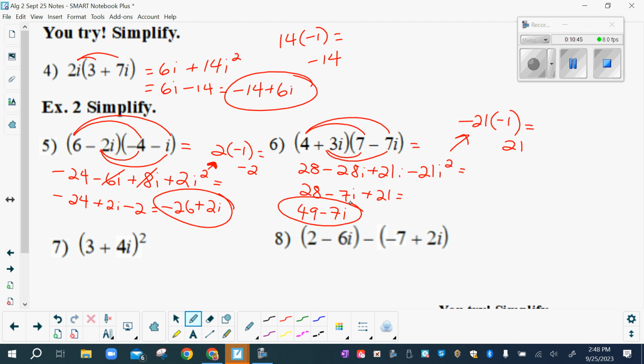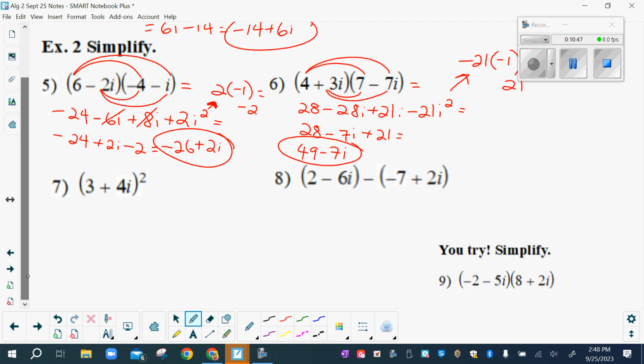Good. Okay, I'm going to do this one here, but what does this square mean? How do we simplify that one? Multiply it by itself. Very good. So 3 plus 4i times 3 plus 4i. So a very common mistake in this one is students want to distribute that exponent. We do not have any rule that allows us to distribute an exponent.